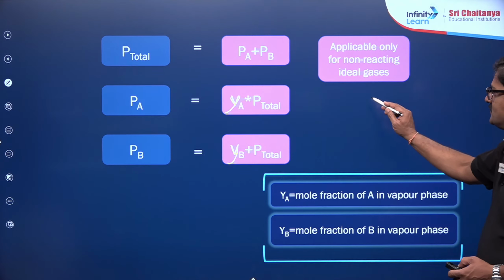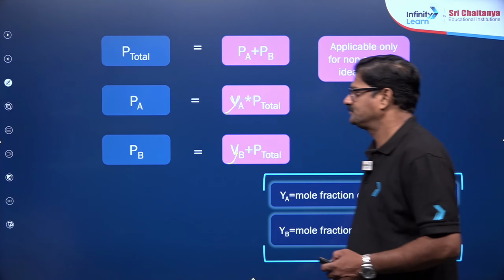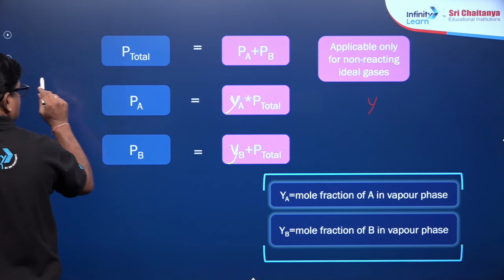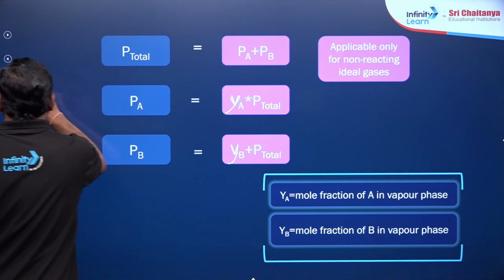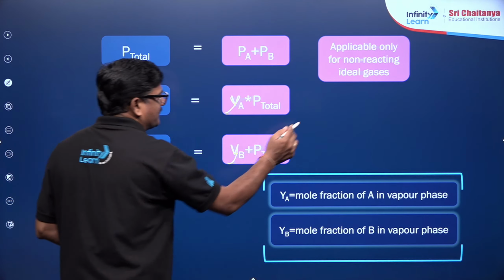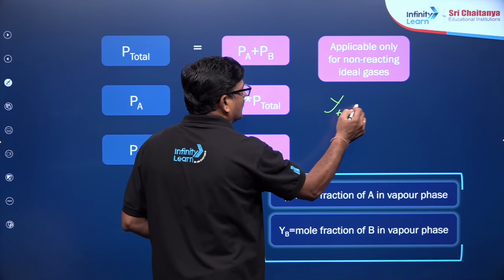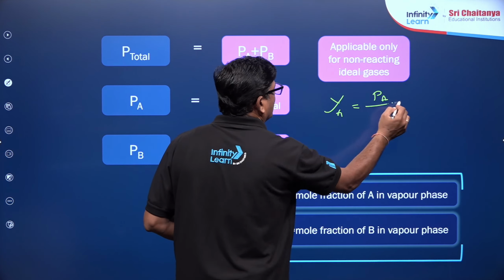So the mole fraction of A in the vapor phase is equal to PA upon PT.